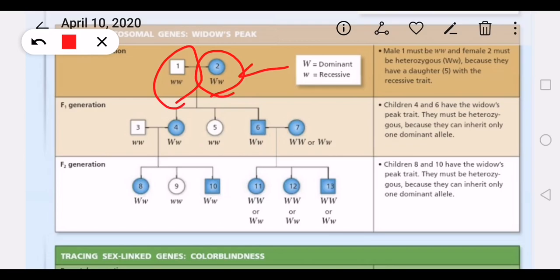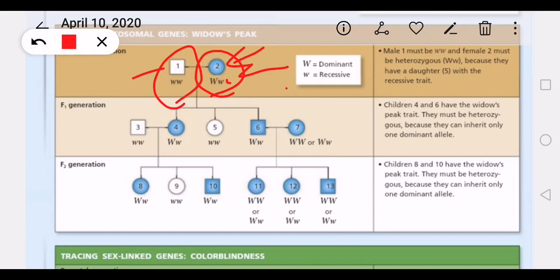Now in this pedigree they give us the genotype and the phenotype. How did we know she has the widow's peak? Because the circle is shaded. This one doesn't have a widow's peak because it's white. Imagine they hadn't written the genotype here. I can say this one does not have the widow's peak and this female has the widow's peak. Why? Because this one is shaded and this one is white. Clear?